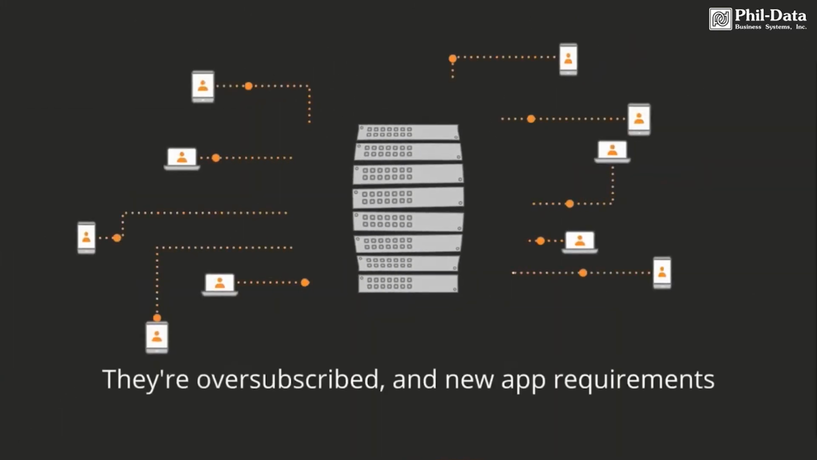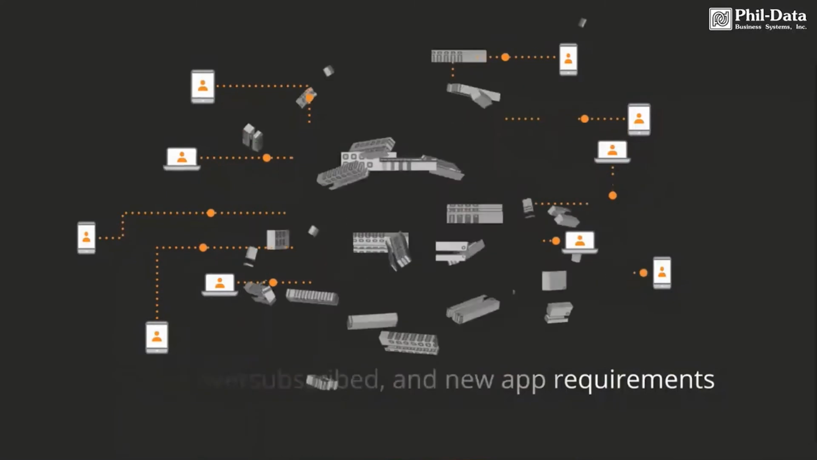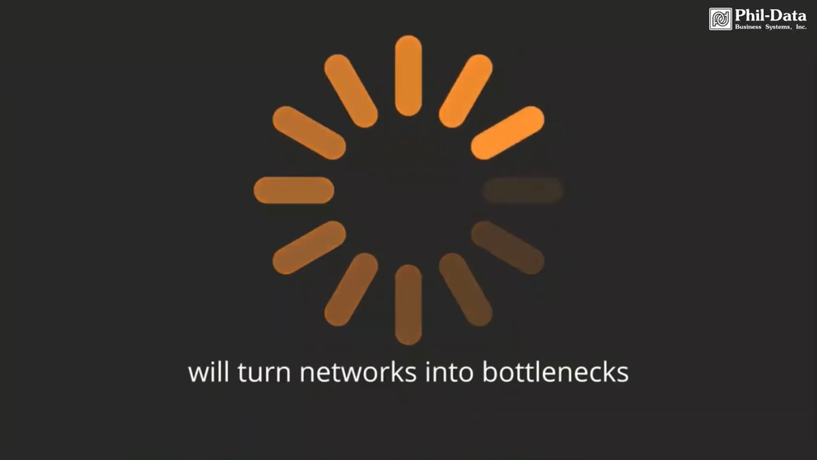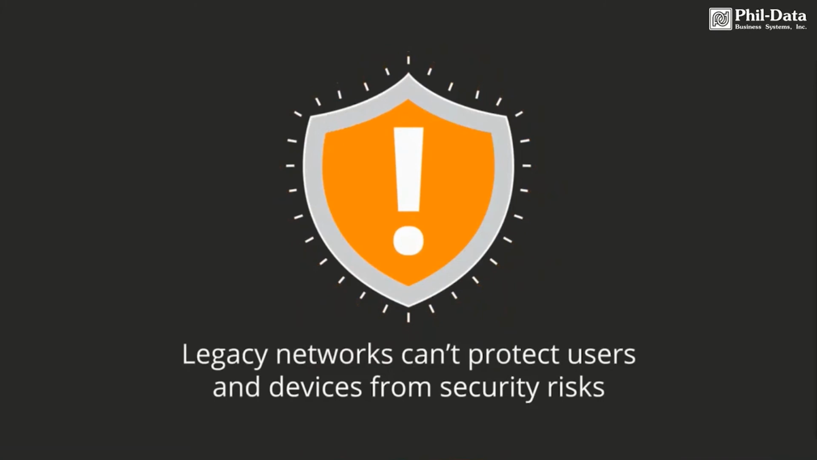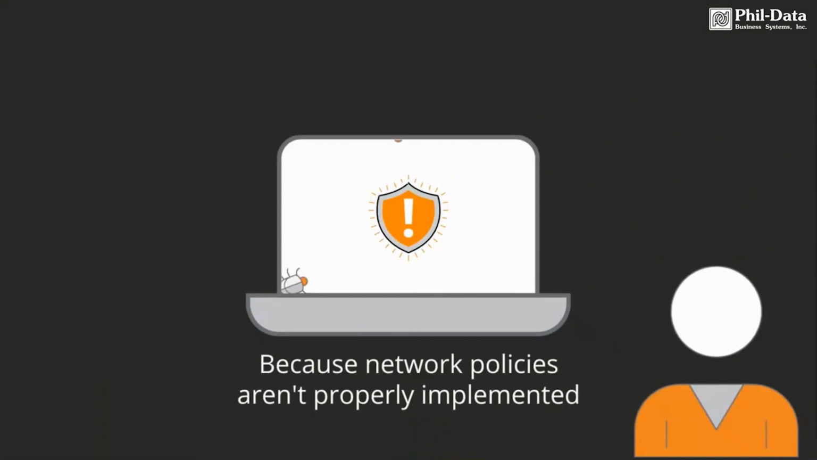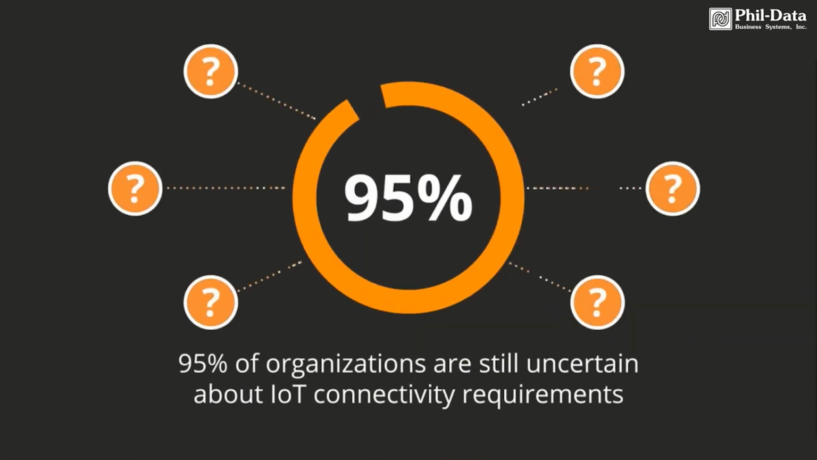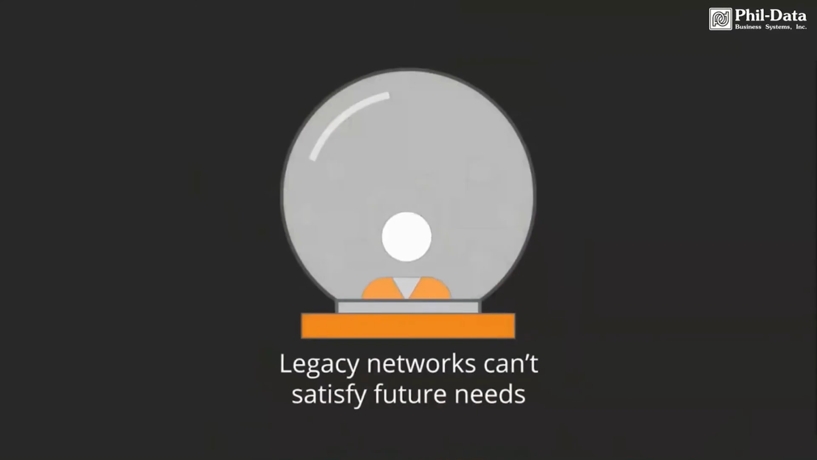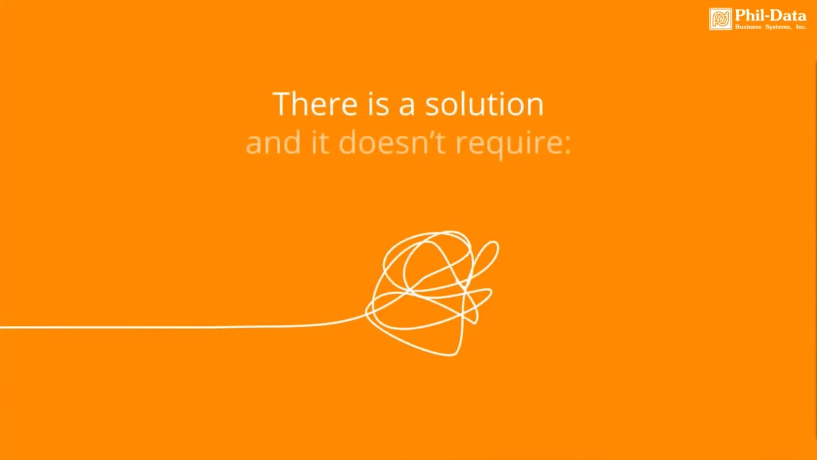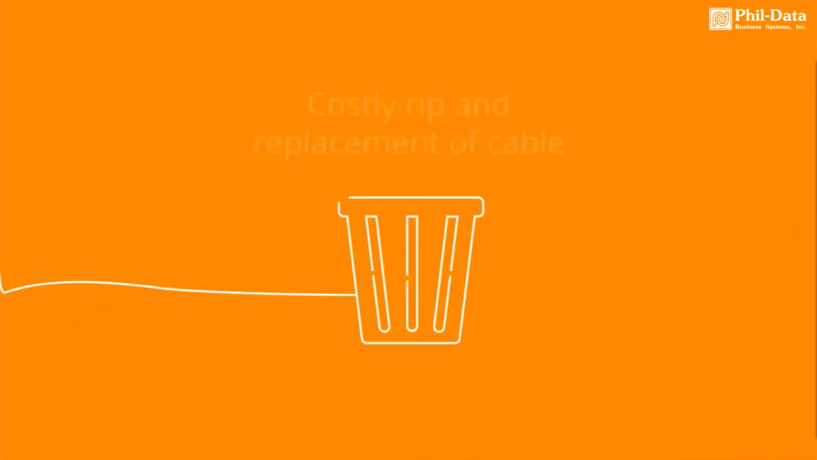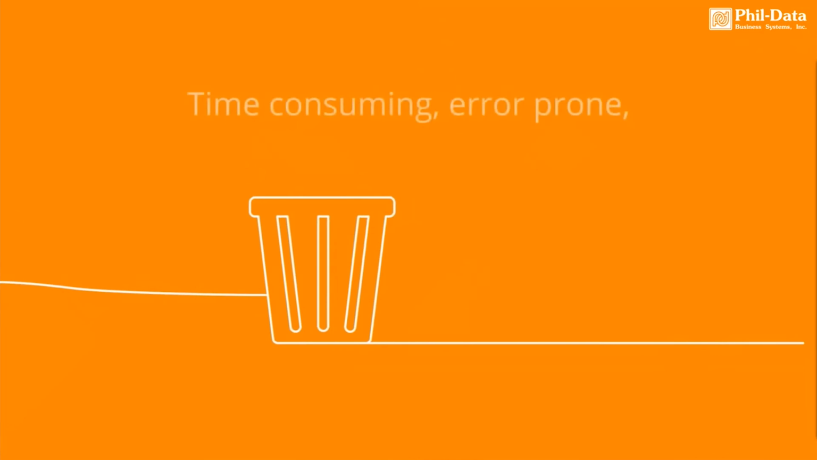They're oversubscribed, and application requirements for higher bandwidth and always-on availability will turn networks into bottlenecks. Legacy networks can't protect users and devices from new security risks. Nearly half of IT organizations say network security policies and segmentation aren't properly implemented. And with 95% of organizations still uncertain about IoT connectivity requirements, legacy networks can't possibly satisfy the needs of the future. There is a solution, and it doesn't require complicated capacity planning or costly rip and replacement of cabling.